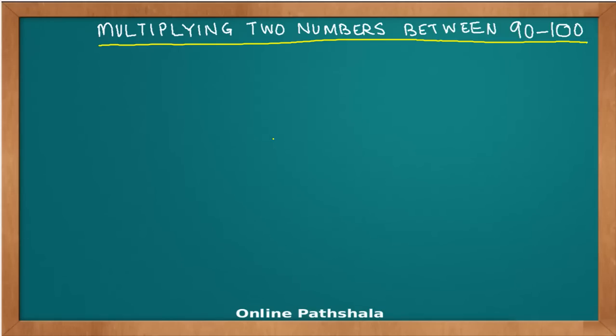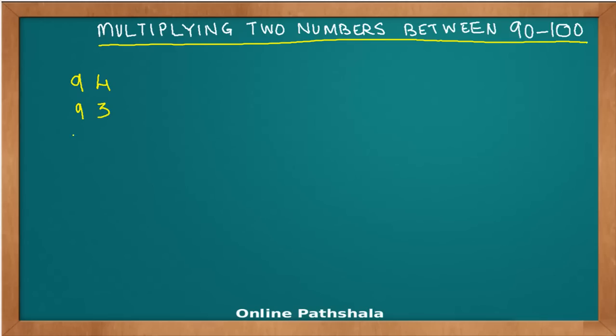Hello, in this video we are going to learn how to multiply two numbers between 90 and 100 very quickly, and we will use something known as the complement method. That will be one of the steps to multiply the two numbers. So now let us start straight away with an example. Let us say that we want to multiply 94 by 93.